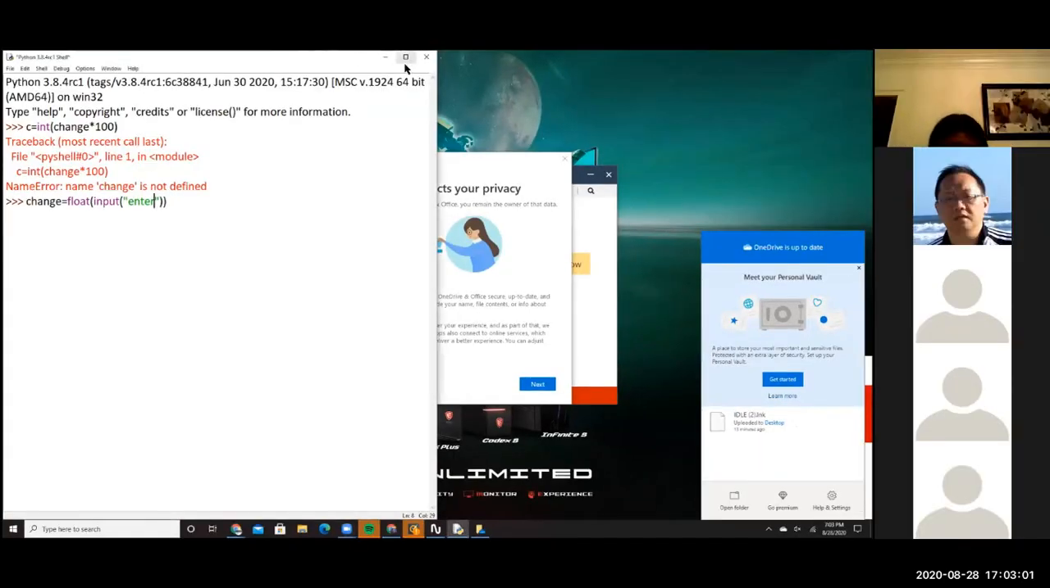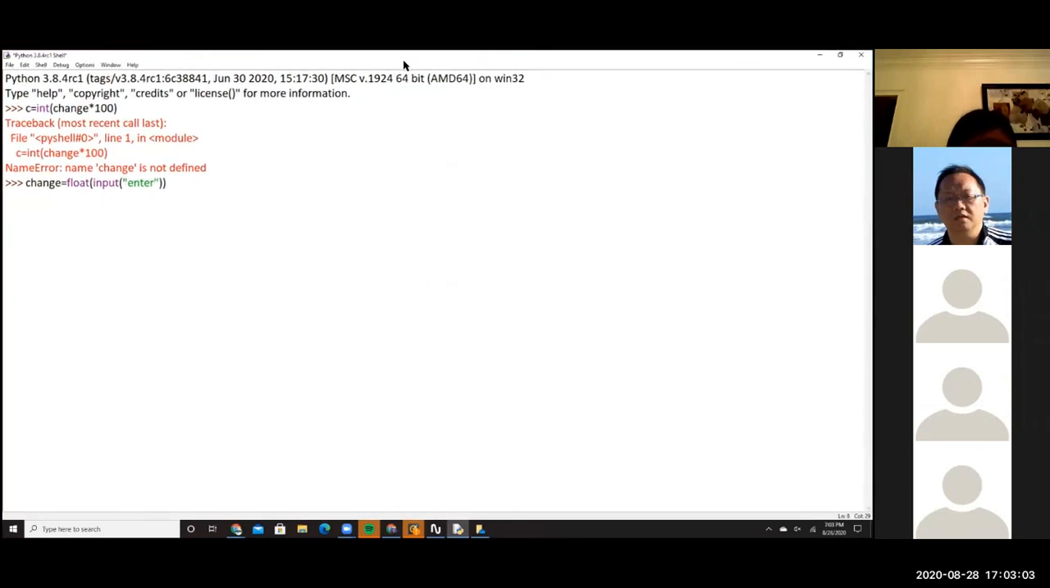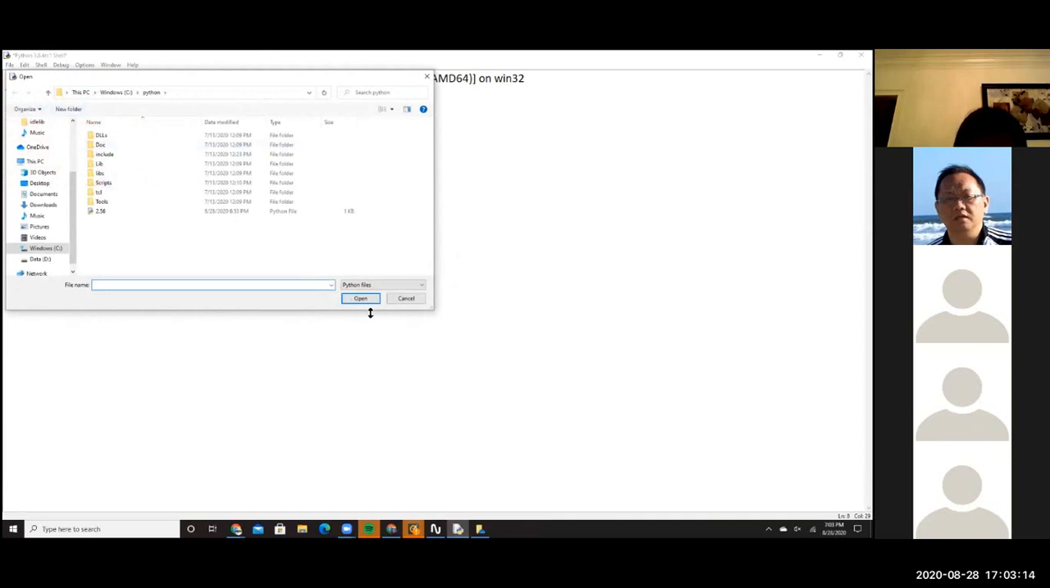Show me your screen. Yes. No, you need to open a file. Not doing it here. Create a file, not open. You should cancel. Cancel. Don't do anything.